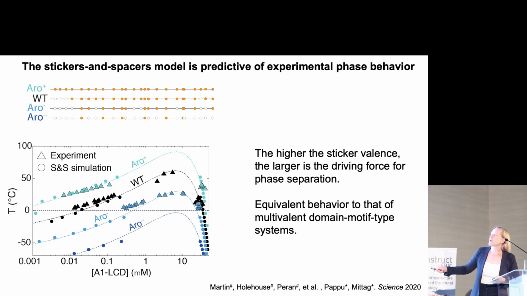These simulated phase diagrams, we were able to compare them with our experimental data, shown here as triangles, and they fit really well. And this told us that these aromatic stickers were really contributing a large amount of the interaction strength to drive phase separation. What it also shows us is that, indeed, the higher the sticker valence, so the more aromatic residues we have, the higher is the driving force for phase separation. Very much in agreement with these domain motif type proteins that I told you about before.